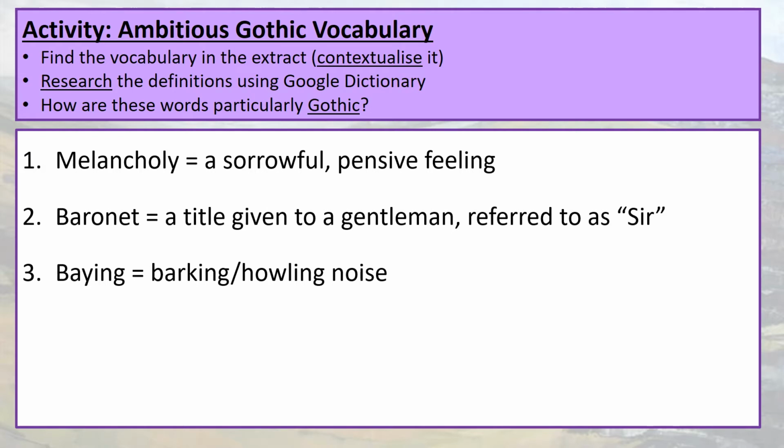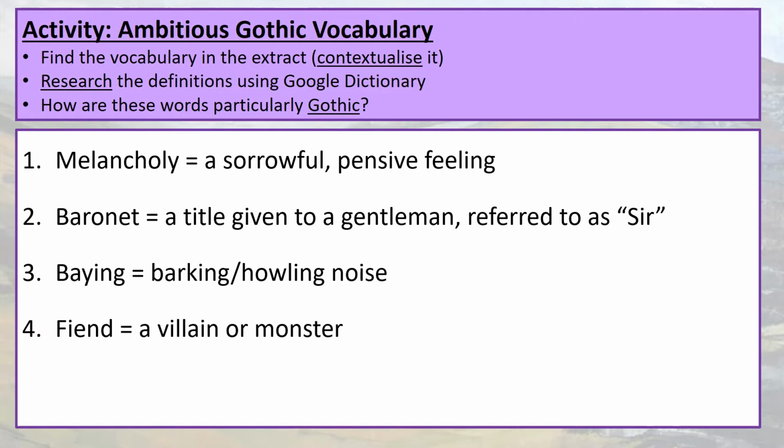Thirdly, we've got the verb baying. Now, as you know, this extract comes from Hound of the Baskervilles, and baying is a sound. It's creating that auditory imagery of a barking, howling noise. And if we really think about that sound of a howl, we can really see how that would create quite an eerie, Gothic mood.